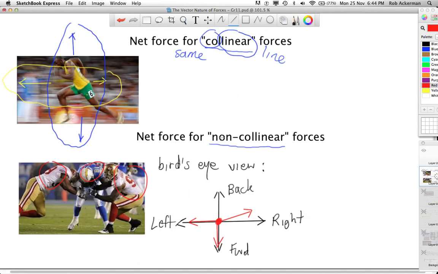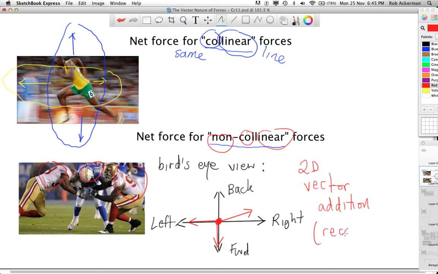So what do we have here? We have non-collinear forces, not in the same line. How do we add these forces? Well, you guessed it, folks. It's back to two-dimensional vector addition. I know you know how to do this because you did it in the last chapter.